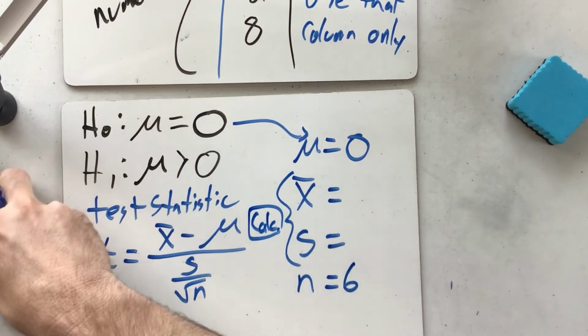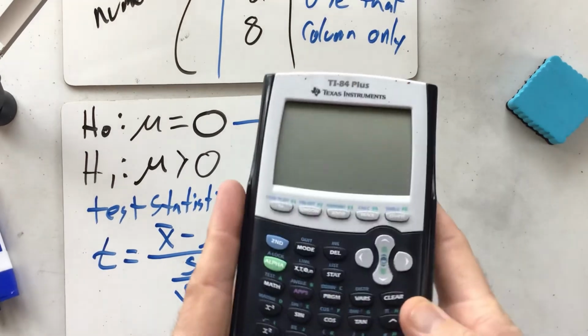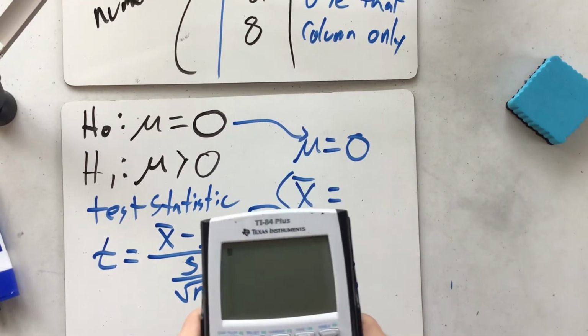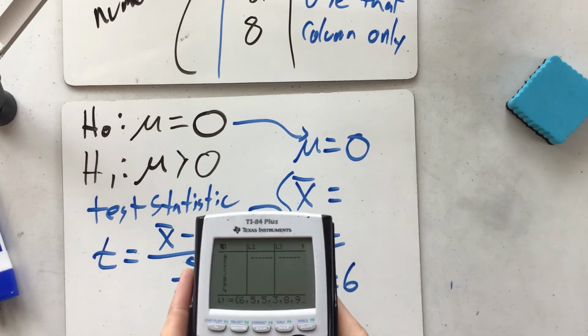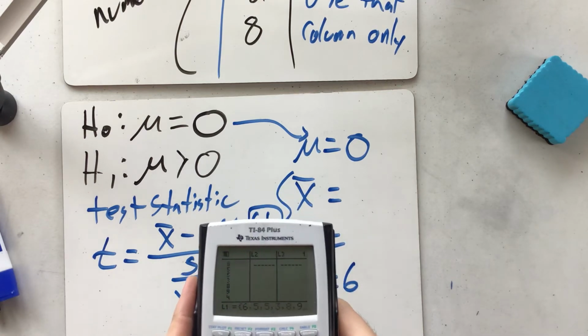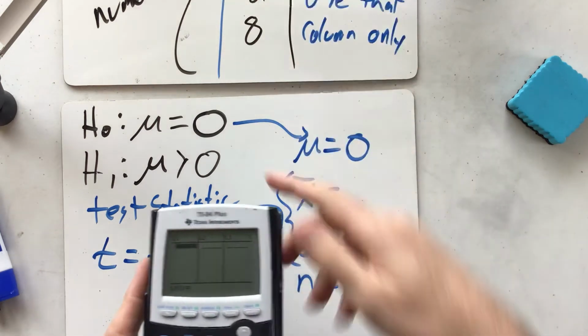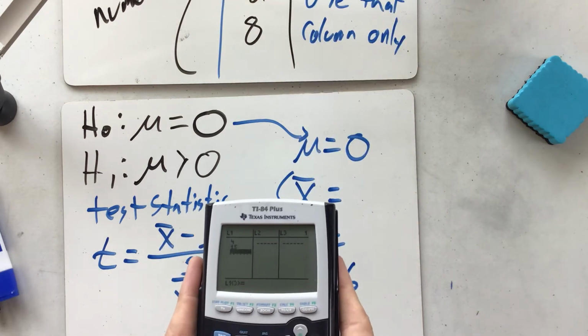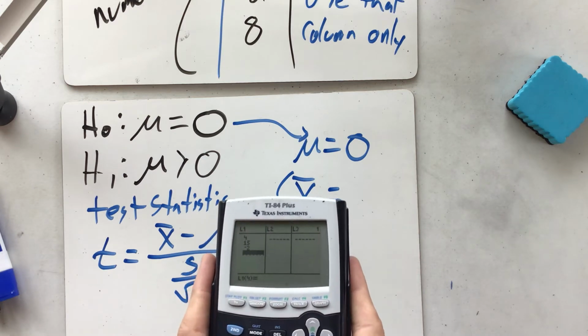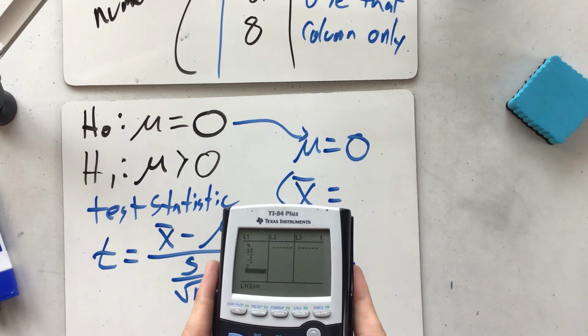Okay, so let's go type that in the calculator and see what we get. I'll try to hold this up where maybe you can see it. I'm going to go to Stat, Edit, and then I'll clear my L1s, and then I'm just going to type my numbers from my differences. So I had 4, 15, -2, -2, +2, and 8.